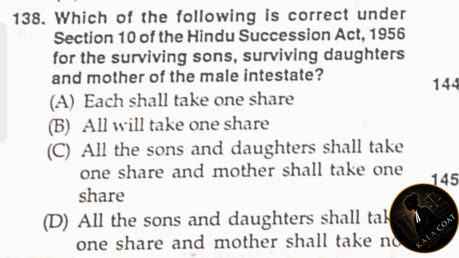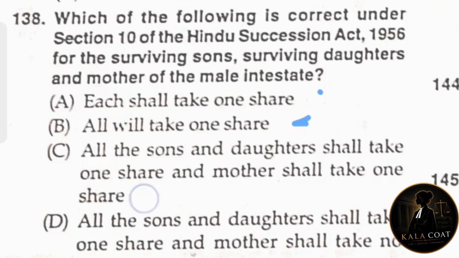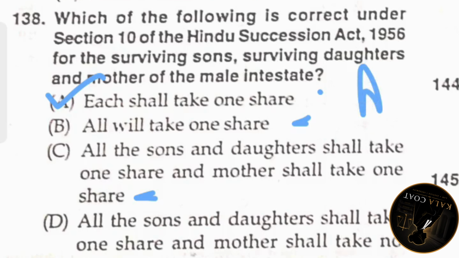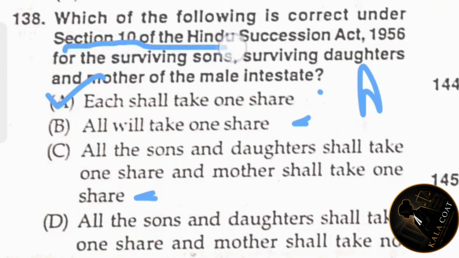Question number 138. Which of the following is correct under Section 10 of the Hindu Succession Act 1956 for the surviving sons, surviving daughters, and the mother of the male intestate? Options are each shall take one share, all will take one share, all the sons and daughters shall take one share and the mother shall take one share, or all the sons and daughters shall take one share and the mother shall take no share. Correct answer is each shall take one share. Option A is the right answer. And it is provided in Rule 1 of Section 10 of the Hindu Succession Act.